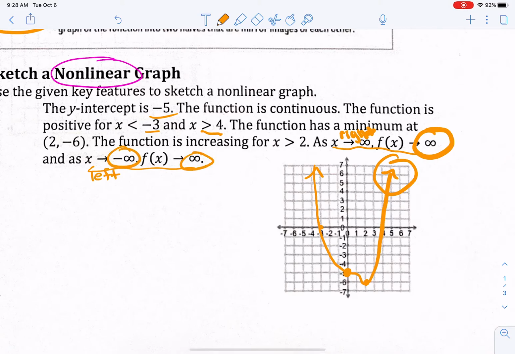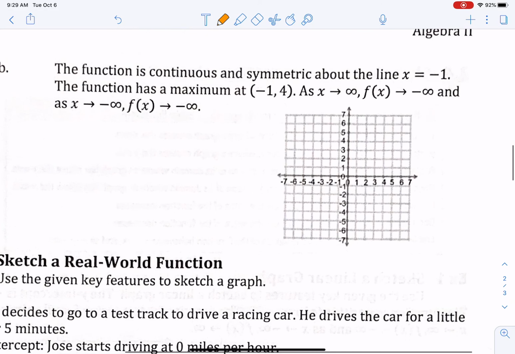He is going up as well. So up and up. So this is the graph of what that thing could look like, okay? And this is, again, a non-linear graph, okay? Let's go down to the next one. They're going to give us some more information.